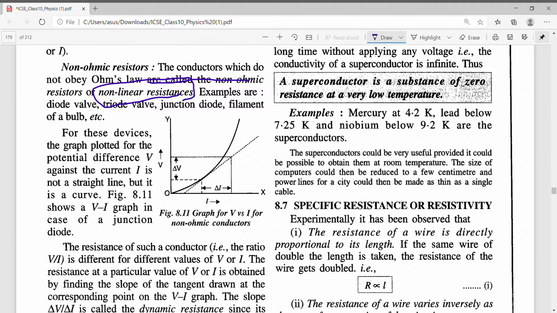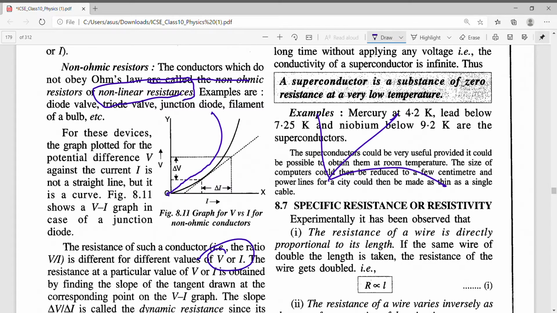So for these devices, the graph plotted of potential difference against the current is not a straight line, but it is a curve, right? In case of the ohmic resistors, it is a straight line, and in case of the non-ohmic resistors, it is a curve, right? So the resistance of such a conductor, that is the ratio V upon I, is different for different values of V or I, right?